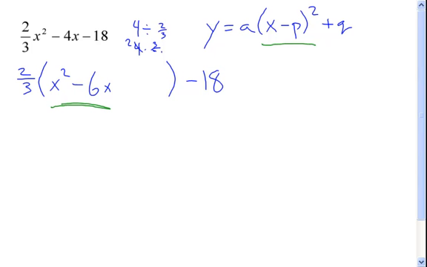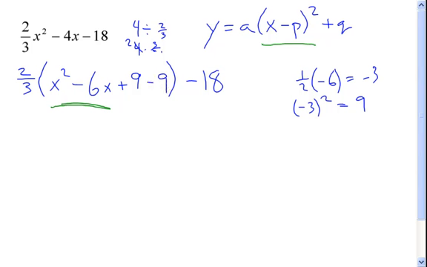So I go half of that negative 6, which is negative 3, and then I square that negative 3 to get 9. And what I do is I add that 9 in here, but the problem is that I can't just randomly add a 9, so I also have to subtract the 9, right?